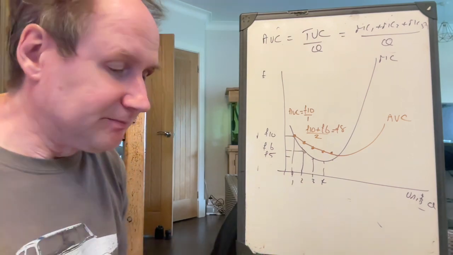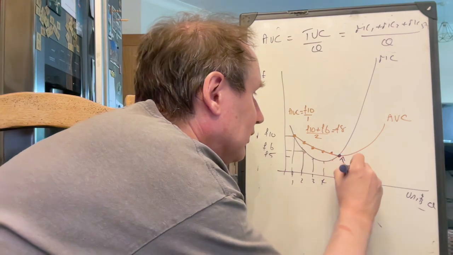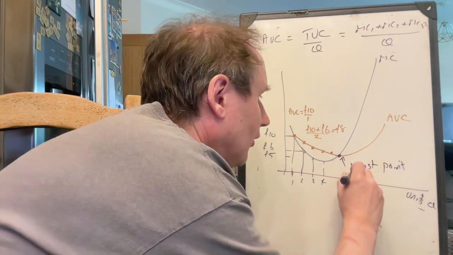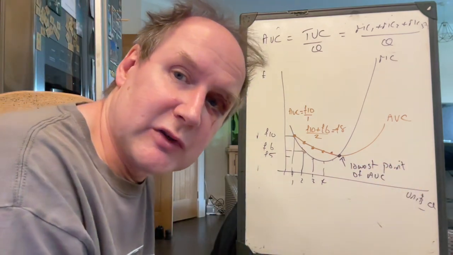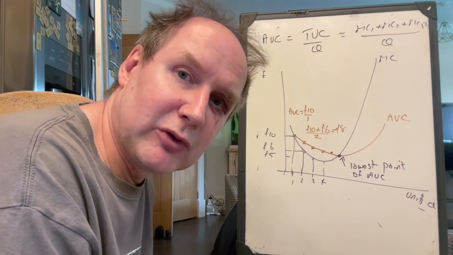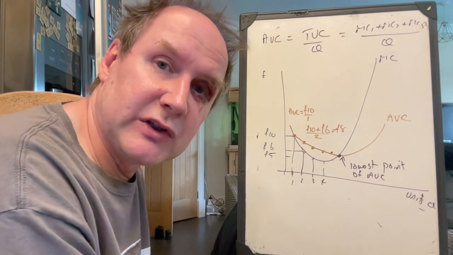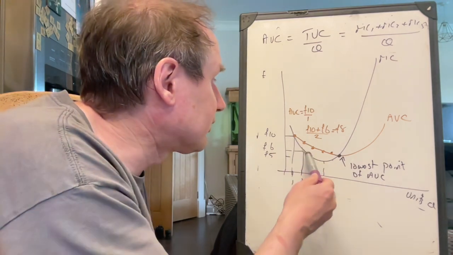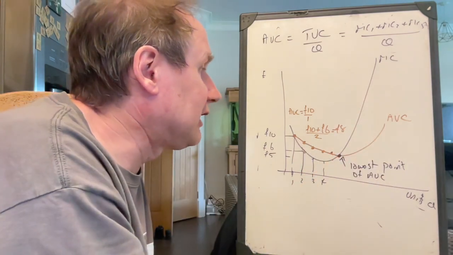And what that means is that MC, at that point, is the lowest point of average variable cost. And in the next video, you'll also see that it's the minimum point of the average total cost. So average variable cost is just the average of all of our marginal costs. Because of the way in which marginals and averages relate, if the marginal is below, the average will come down. If the marginal is above, the average will go up.